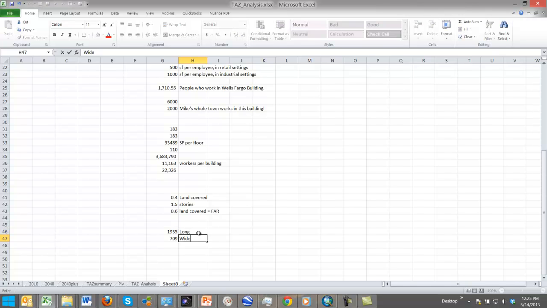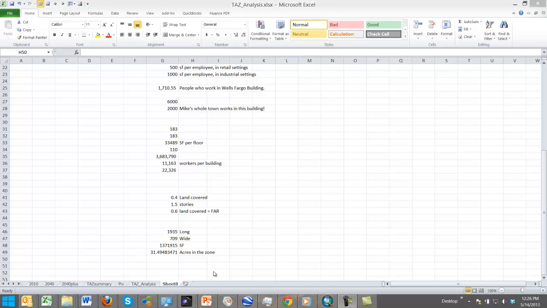Long, wide, and so that means if I take this times that, then I have this many SF, and if I take that divided by 43,560, it's a good number to memorize, I have that many acres in the zone. So, alright, that's how many acres I have in the zone.